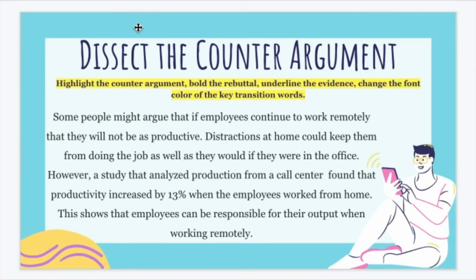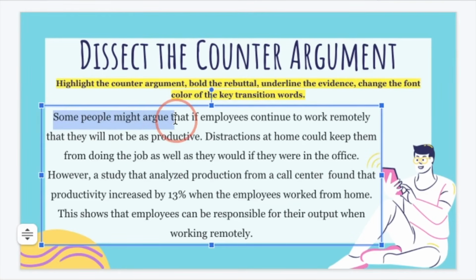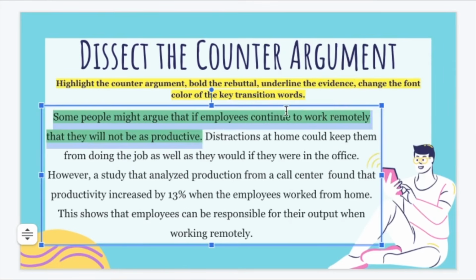All right, we are back. So let's see how you did. So first, this is the counter argument. Some people might argue that if employees continue to work remotely, they will not be as productive. That's the counter argument. And then how did we know that? Well, I knew that by this statement right here. Some people might argue. So I'm actually going to change that because that is what we consider a transition. Distractions at home could keep them from doing the job as well as they could if they were in the office. This is explaining the counter argument.